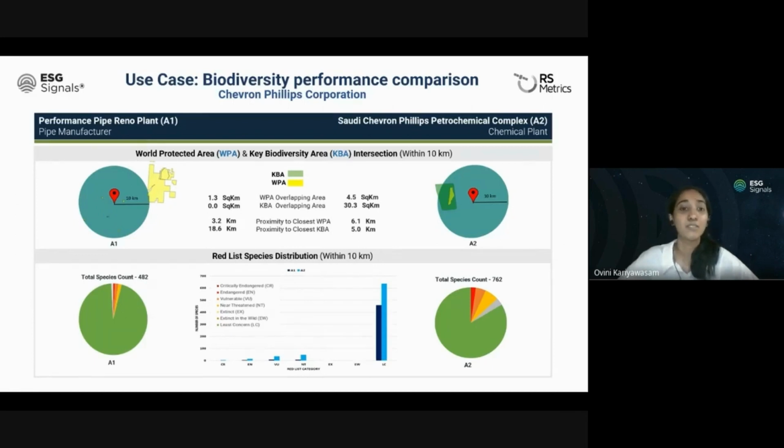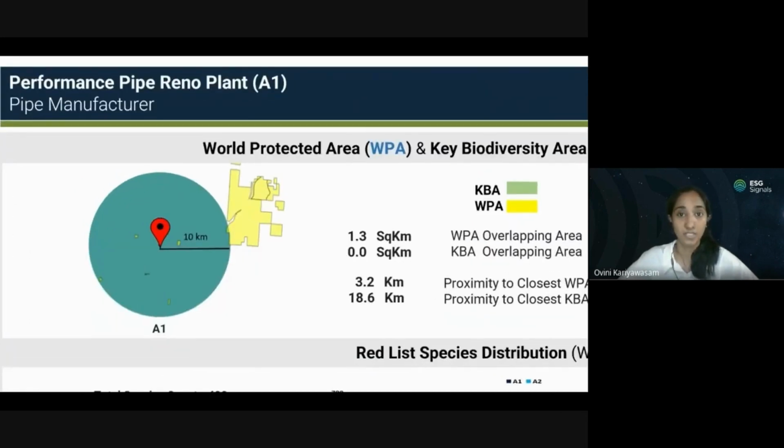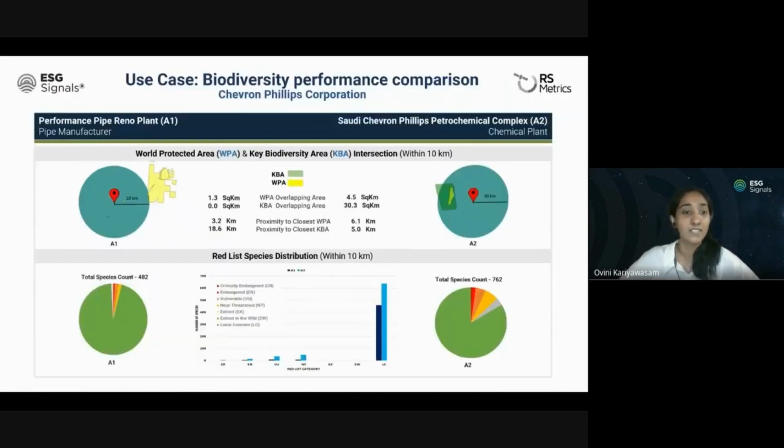This can be confirmed by looking at the proximity to the closest KBA, which is greater than 10 kilometers, and it's 18.6 square kilometers as given here. It also has some WPAs which are very small in area compared to that of the larger area of the chemical plant. So next, we'll look into the red list species distribution.